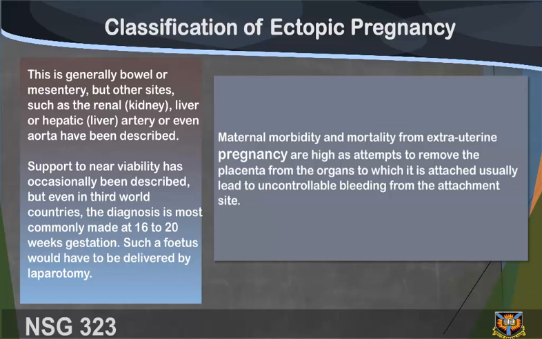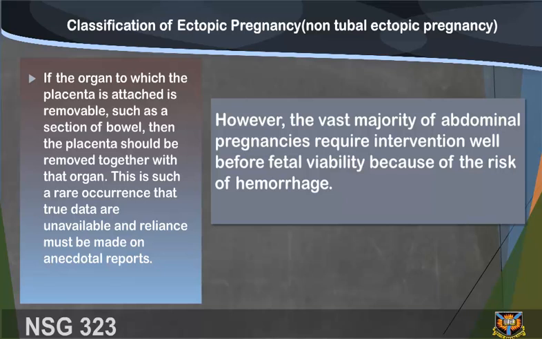Maternal morbidity and mortality from extrauterine pregnancy are high, as attempts to remove the placenta from the organs to which it is attached usually lead to uncontrollable bleeding from the attachment site. If the organ to which the placenta is attached is removable, such as a section of bowel, then the placenta should be removed together with that organ. This is such a rare occurrence that true data are unavailable and reliance must be made on anecdotal reports. However, the vast majority of abdominal pregnancies require intervention well before fetal viability because of the risk of hemorrhage.